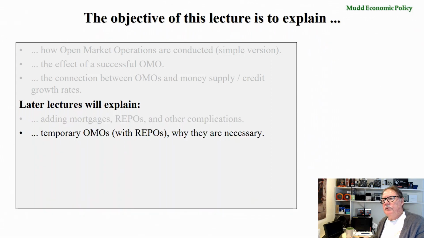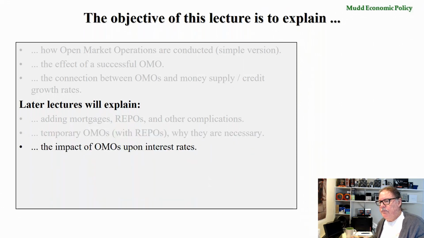Then we will talk about temporary open market operations, which are done with repos. Again, that's to be explained, and why they are necessary. And then we're going to talk at length about the impact of open market operations upon interest rates. Because remember, the level of interest rates, I should say, is a key target variable as well. And we know that the Federal Reserve System has interest rate targets in the form of the federal funds rate. So that deserves a lot of attention.